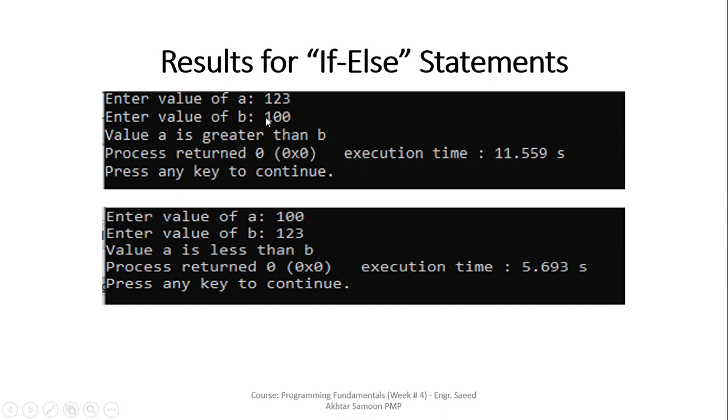In case 1, we have entered the value of a as 123 and the value of b as 100, and we are getting the message "value of a is greater than b". Likewise, in the other example, we have entered the value of a as 100 and the value of b as 123, and we are getting the message "value of a is less than value of b". So this is how you implement the if else statement in the C programming language.